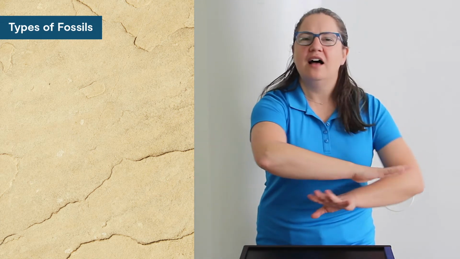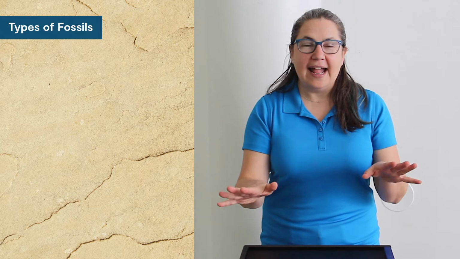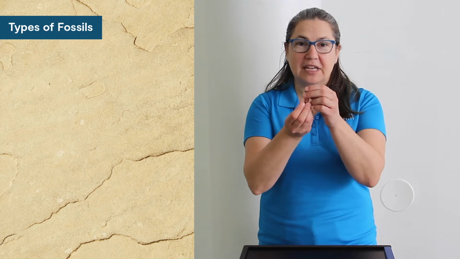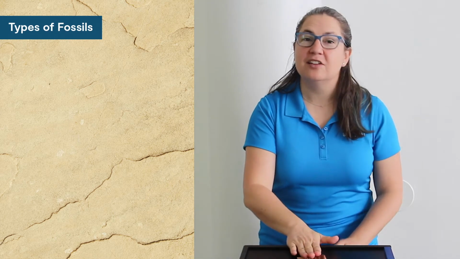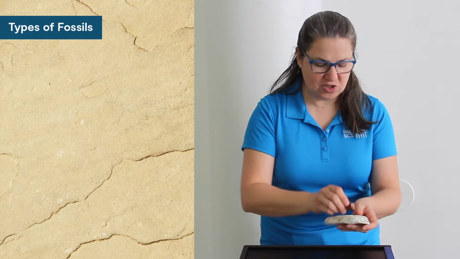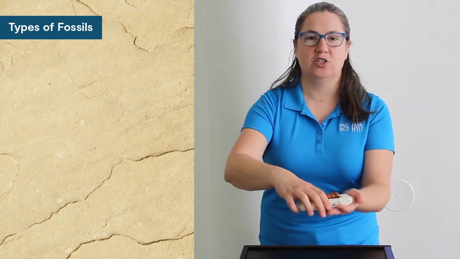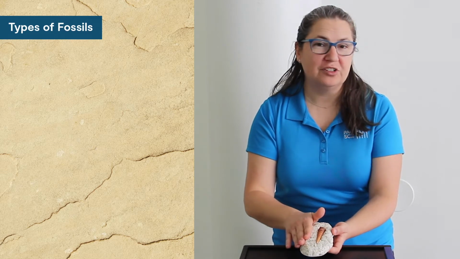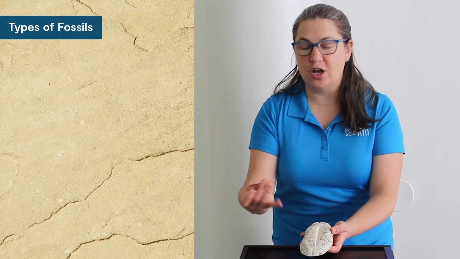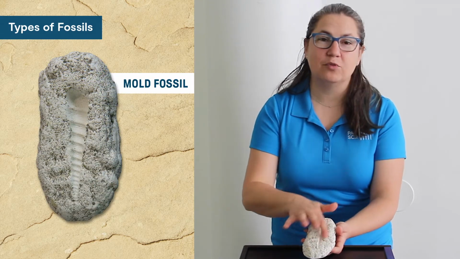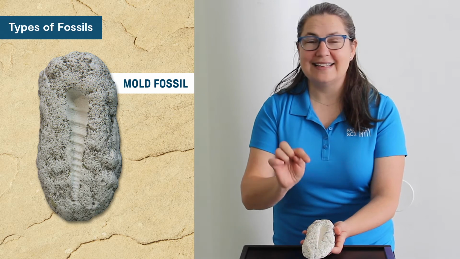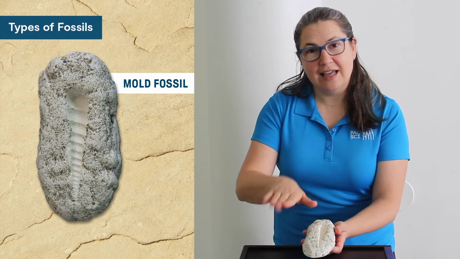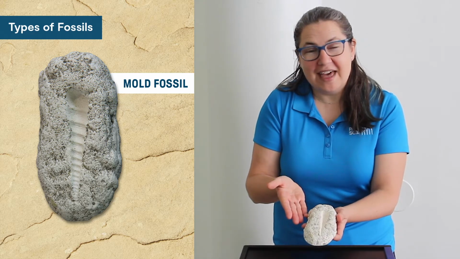Imagine that you've got some muddy, sandy area, and you have an animal, like a shell perhaps, that lands and sinks to the bottom of that muddy area, and it gets squished into that squishy mud. Eventually this squishy mud will dry out and harden and turn into a rock, and the shell may dissolve away. What you have left is an impression in this rock, the exact size and shape of what that animal was. This is called a mold fossil because it's left a mold in the rock of that animal.